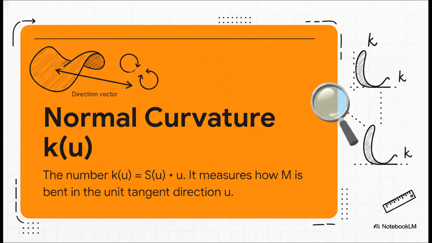Basically, we take the tipping vector we got from the operator, and we just see how much of it points in the same direction we were originally going. The result is a single value, k, that tells you exactly how tight of a curve you'd be making on the surface in that direction. A big number means a sharp curve, a small number means a gentle one.